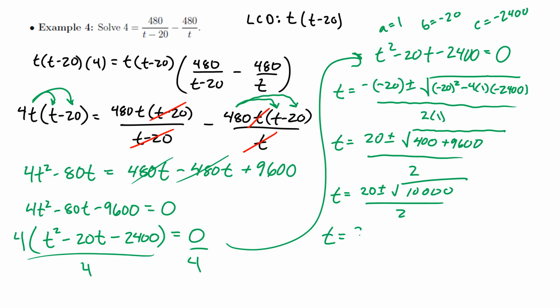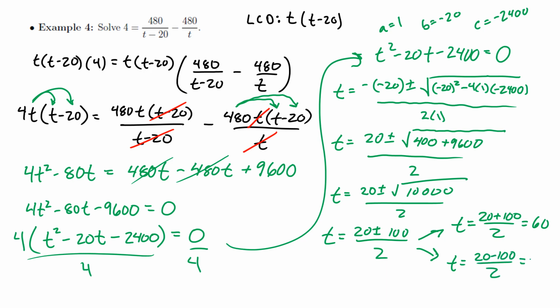So t is equal to 20 plus or minus 100 over 2, which gives me two different answers. T could be 20 plus 100 over 2, which is 60. And t could be 20 minus 100 over 2, which is negative 40. Neither one of those makes me divide by 0, so both of these are solutions to mine.